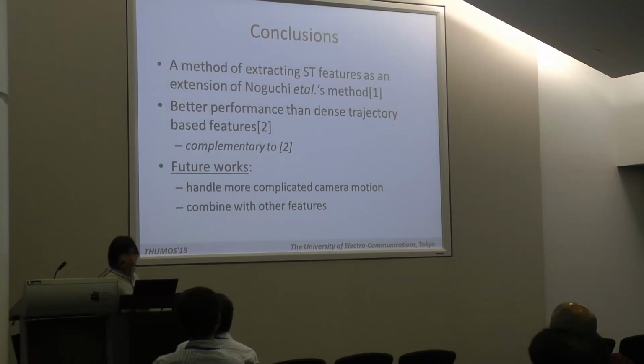In conclusion, we propose a method of extracting spatio-temporal features, and we improve on the baseline and achieve better results than trajectory-based features. In the future, we would like to handle more complicated parameters. We would like to consider the Z direction. For example, when the camera moves forward and backward, we want to handle this case, and we want to combine with other features.